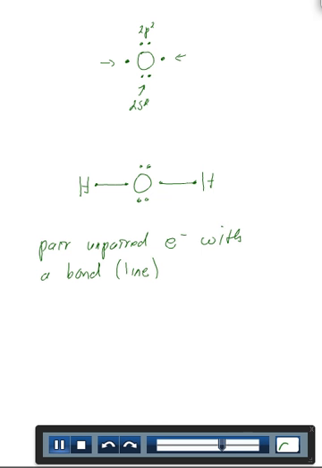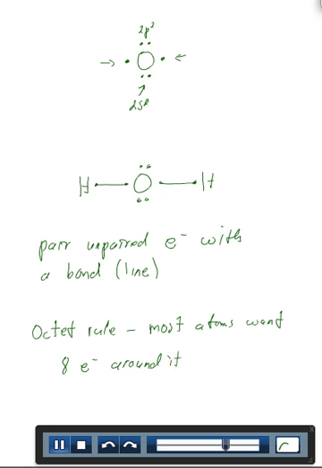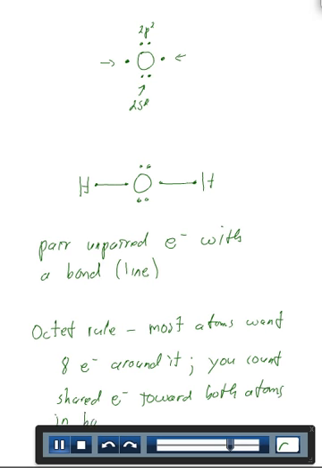One other thing in Lewis dot structures is called the Octet Rule. And that is, most atoms want 8 electrons around them, and you can count shared electrons toward both atoms in the bond.